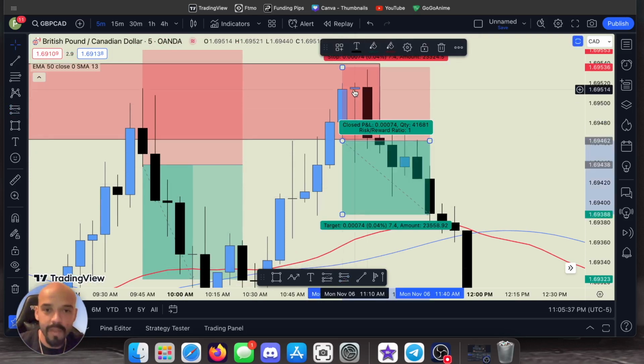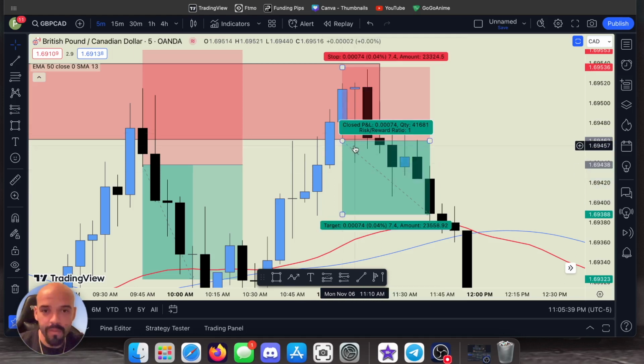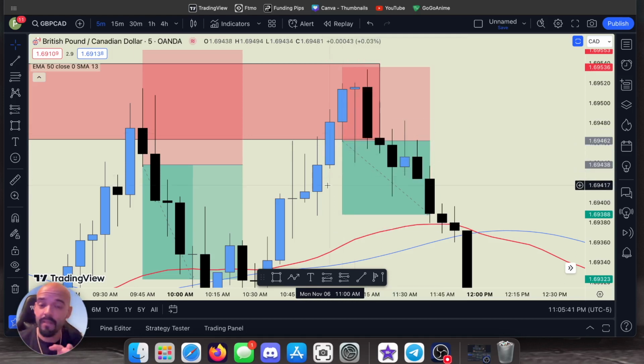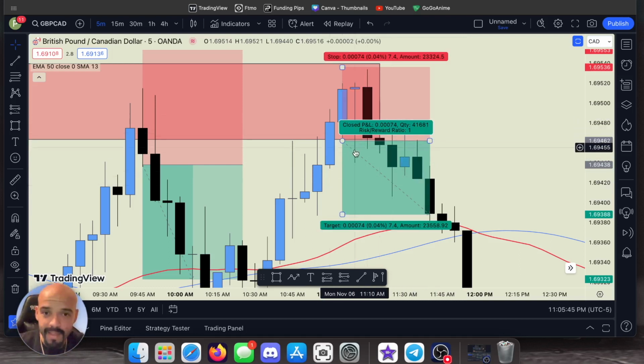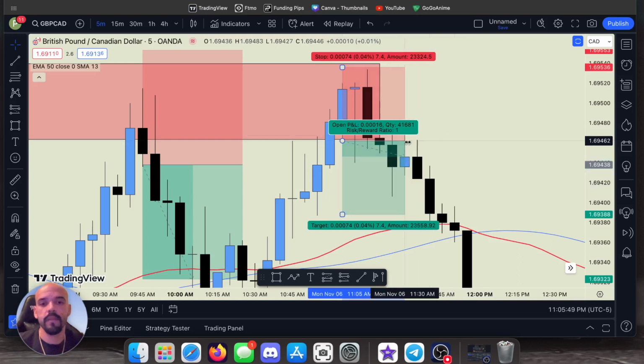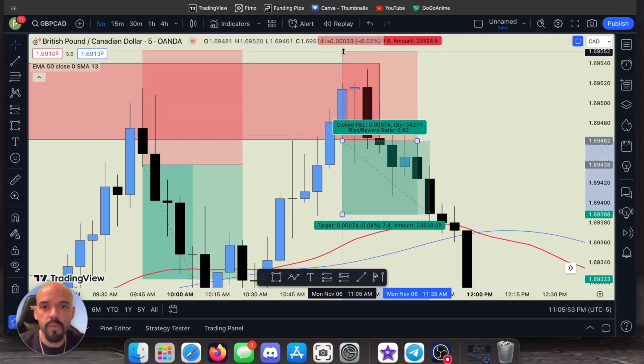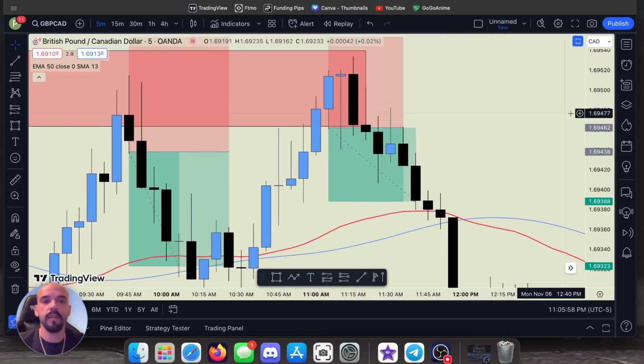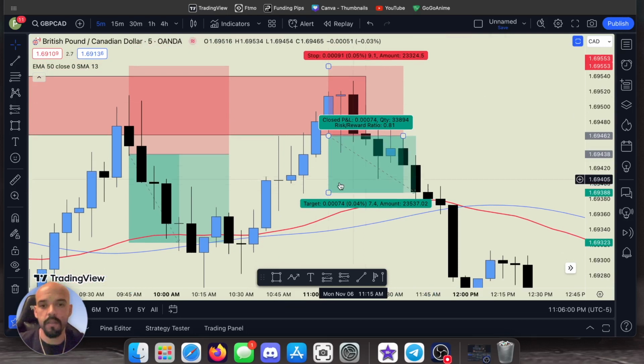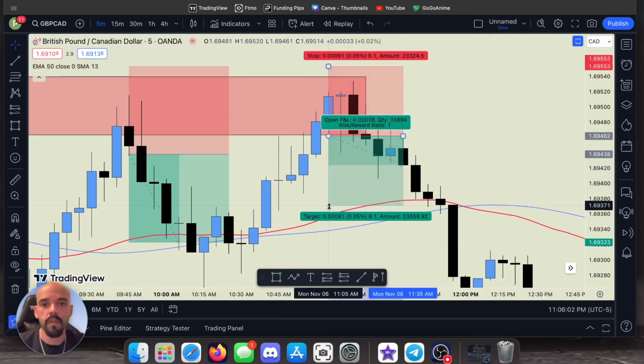The moment this wick came down, even though it rejected, right? Even though it rejected, the moment this wick came down, I'm getting in, putting my stop loss right above the zone. Same spot as the other one, right? Easy. Go for your 1-to-1. There it is.